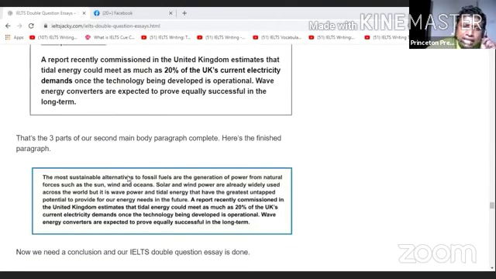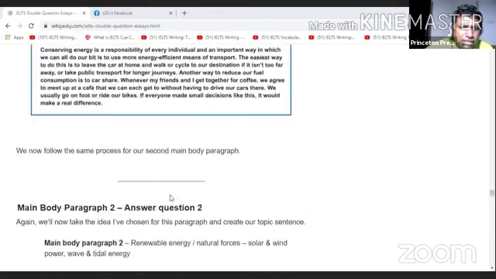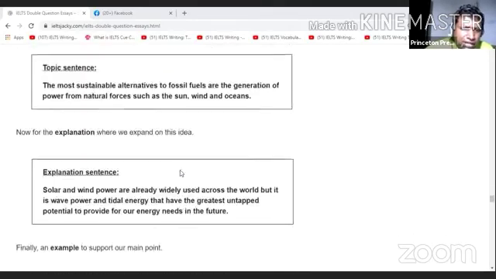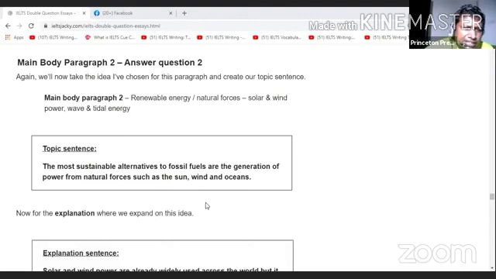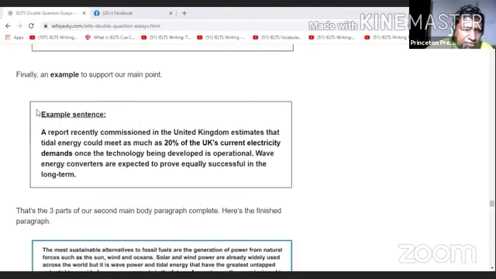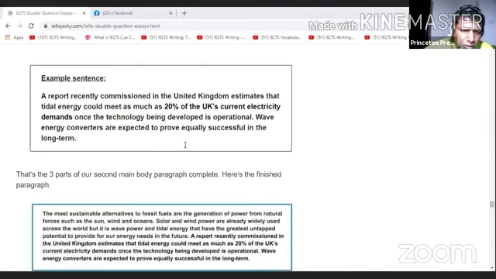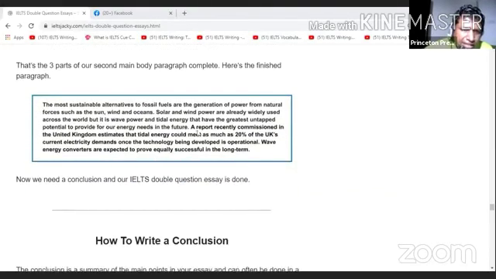So this is the second paragraph, and the earlier one was the first. But here together: topic sentence, explanation sentence, and example sentence. The examiner is looking for all these criteria. Just write these three together.